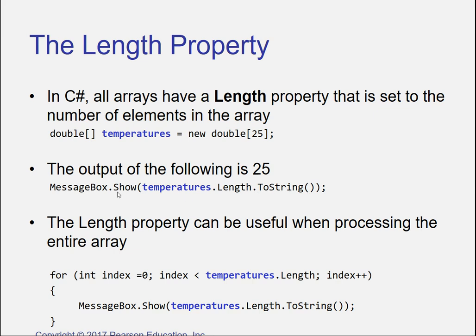And then of course we want to show it in a message box, so because that length would be an integer value, you have to convert it to a string before we can send it back to the message box. And so it's a good property to know about in the arrays, because we tend to use how large is, or what is the length of a particular array.